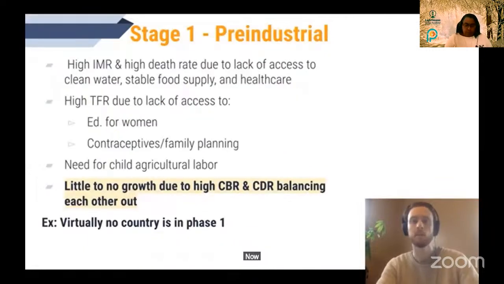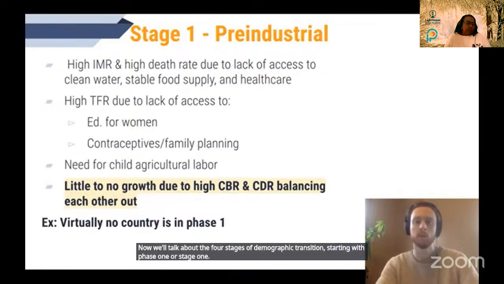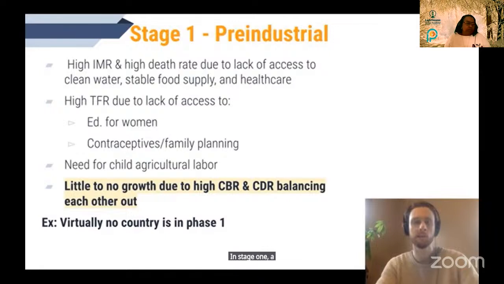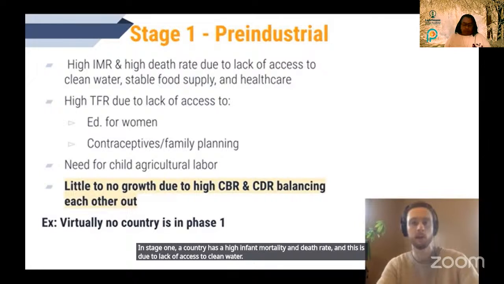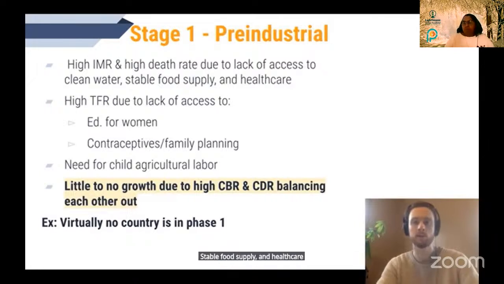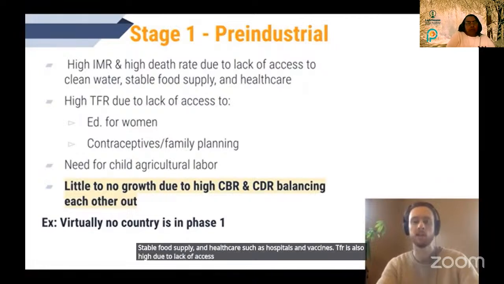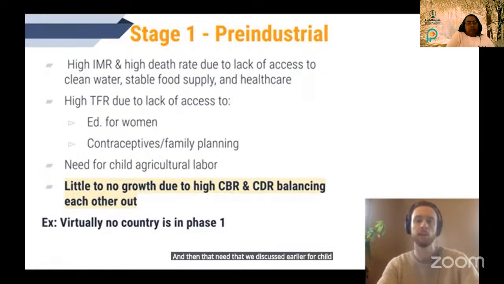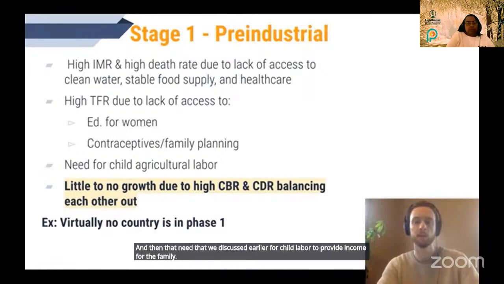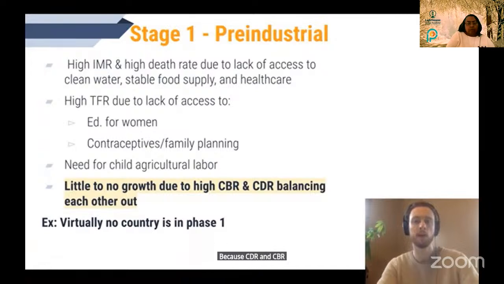Now we'll talk about the 4 stages of demographic transition, starting with phase 1 or stage 1. In stage 1, a country has a high infant mortality and death rate, and this is due to lack of access to clean water, stable food supply, and healthcare such as hospitals and vaccines. TFR is also high due to lack of access to educational opportunities for women, access to family planning and contraceptives, and then that need that we discussed earlier for child labor to provide income for the family. Because CDR and CBR are both so high, the country has a stable population without much growth.